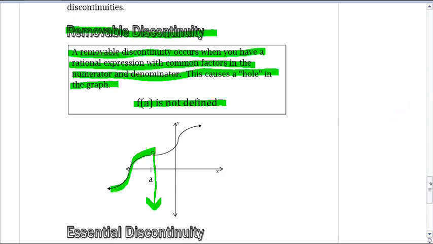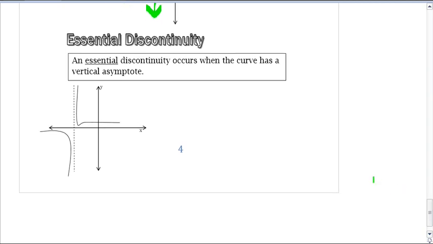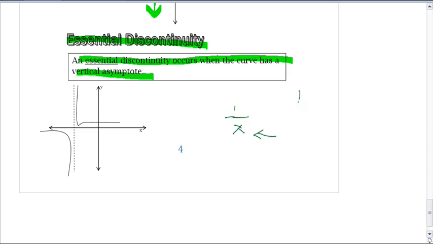All right, the last type of discontinuity that we're going to look at is called essential discontinuity. An essential discontinuity, let me highlight that for you, occurs when the curve has a vertical asymptote. Now remember, to have a vertical asymptote, let me grab Mr. Green, you have a denominator, so let's say I have 1 over x. You have some number that you can put in for the denominator that will create 0, that's 1 over 0, and so I know I'd have a vertical asymptote at 0.